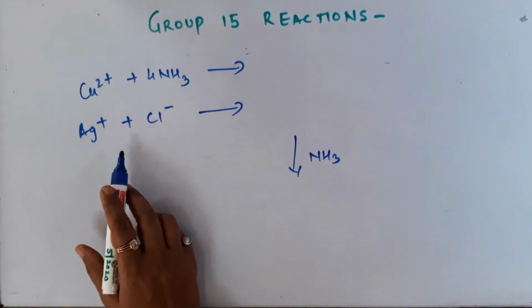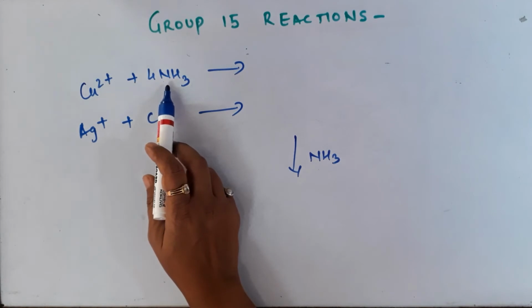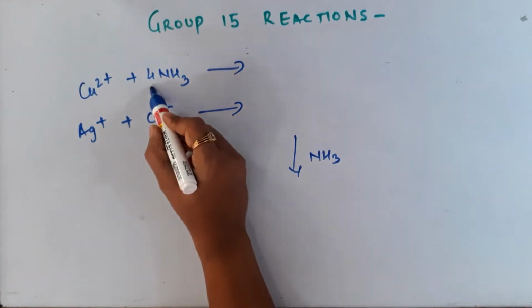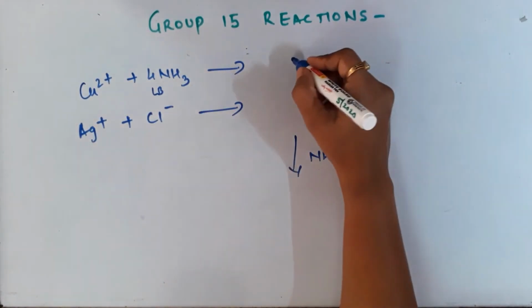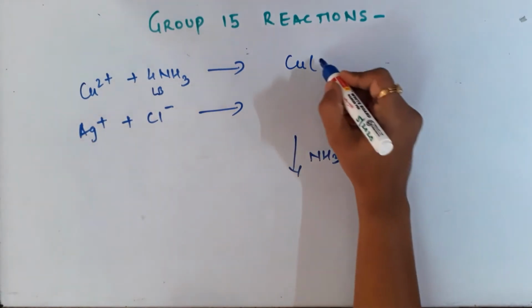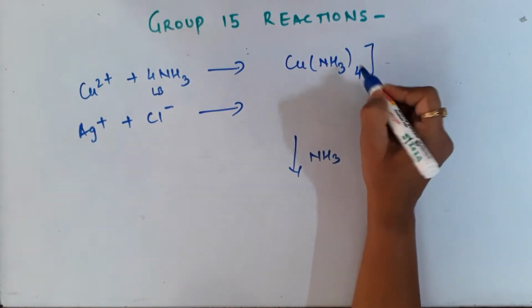Now these two reactions are important, which talk about the complexing action of ammonia. So it's a complexing reagent, or it is a compound which can make coordinate bonds. Here it will act as a Lewis base. So ammonia and copper will form a coordination compound.